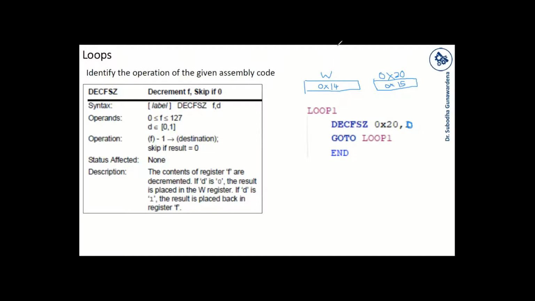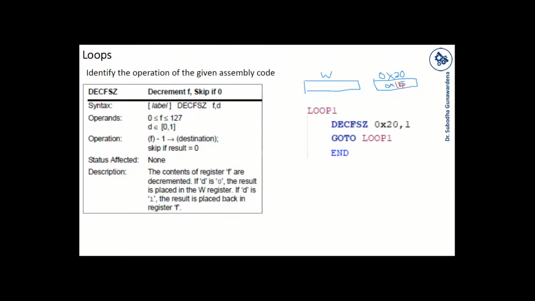Now sorry, if we set this to 1 as given, then, let me just erase this part. Okay, now the value is 0x15. So the first time it will come to this DECFSZ 0x20, decrement by 1. Now the value is 0x14. Since this is 1, I'll be storing my value back at the same register. So now the value is 0x14, right? Is the result 0?